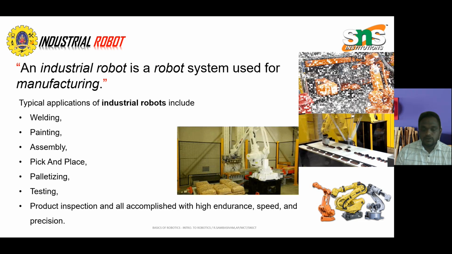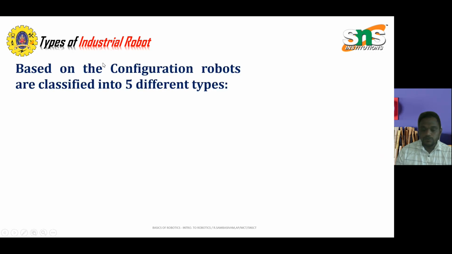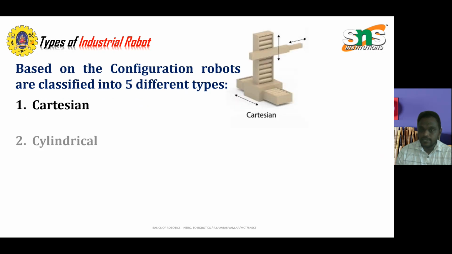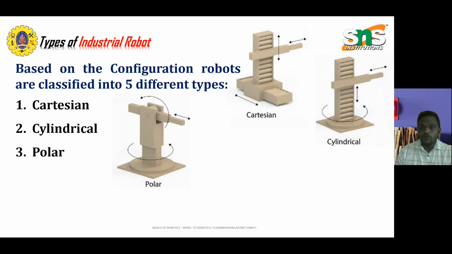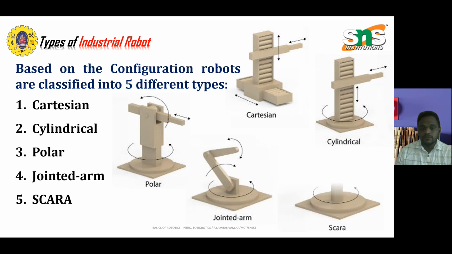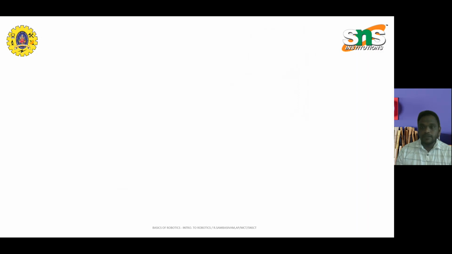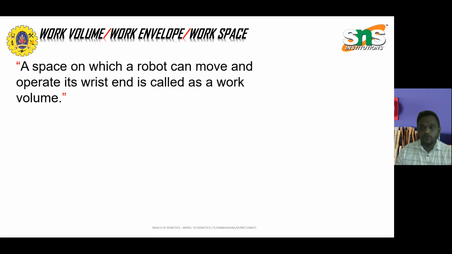The next topic is types of industrial robots. Normally there are 5 types of industrial robots based on their configurations. One is Cartesian, second is cylindrical, third is polar, fourth is joint arm, and fifth is SCARA. These are the 5 types of industrial robots used based on their particular configurations. Remember that this is not about industrial applications, but how they are classified based on configurations.